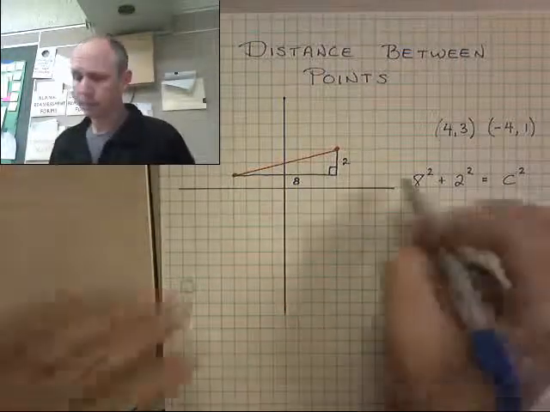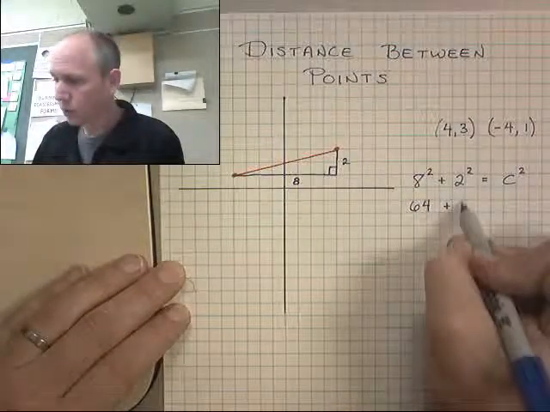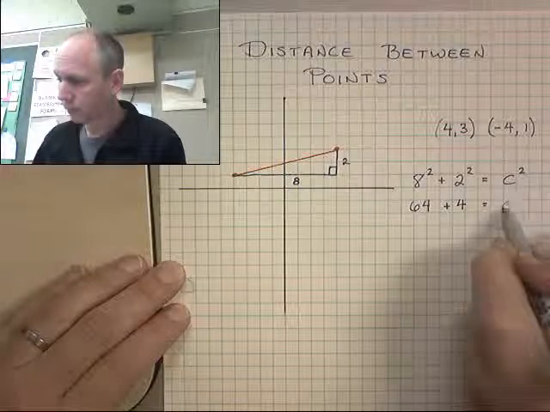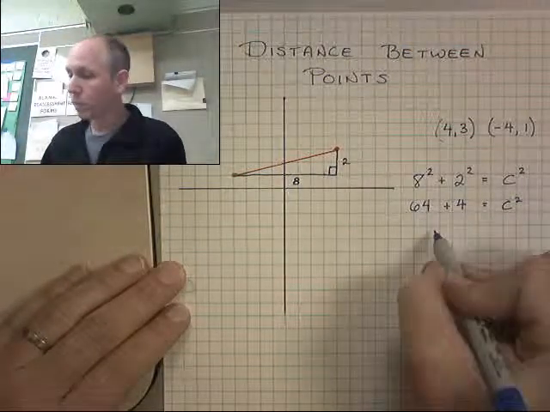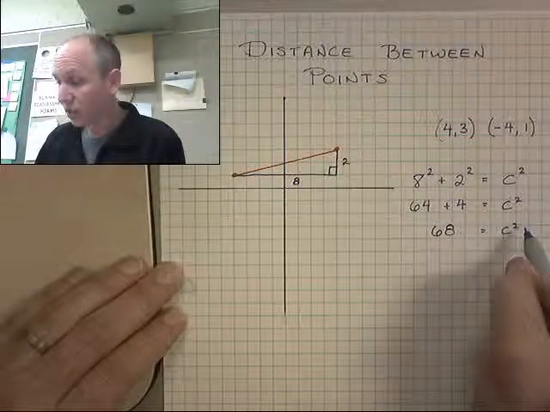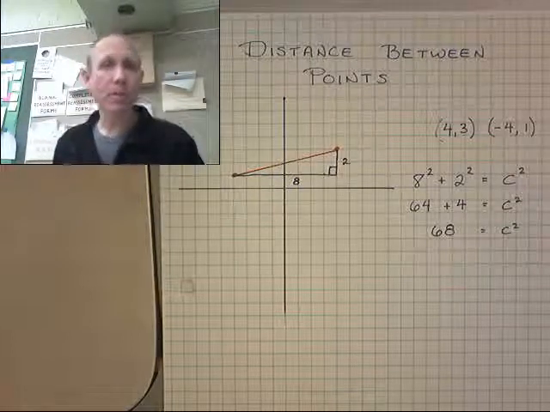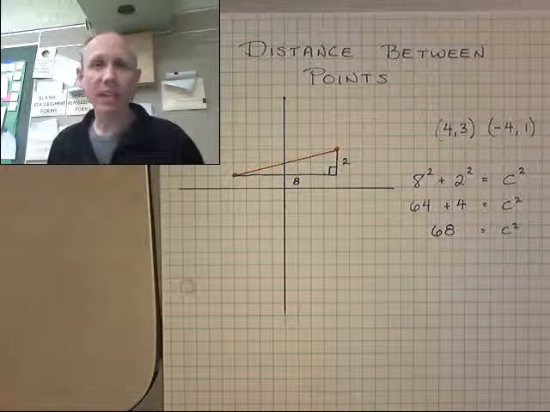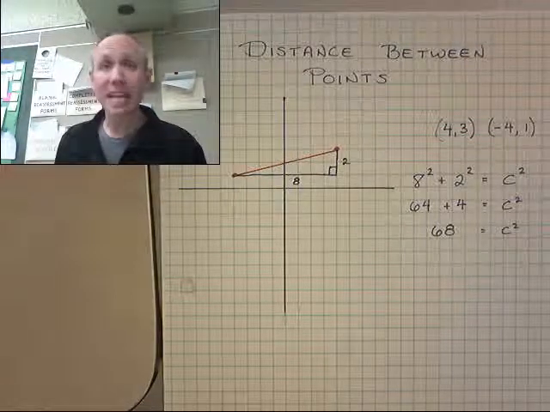So what's that going to give me? 8 squared is 64 plus 2 squared is 4. That equals c squared. 64 plus 4 is 68 equals c squared. So some number squared is 68. Now that's not a perfect square. I know 7 squared is 49. 8 squared is 64. This is going to be a little bit bigger than an 8.